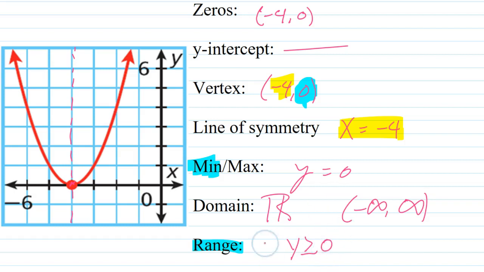Sometimes your book will want it that way. Sometimes they'll want y such that, with the brackets. And then sometimes we need it in set notation. We started at 0, infinity.